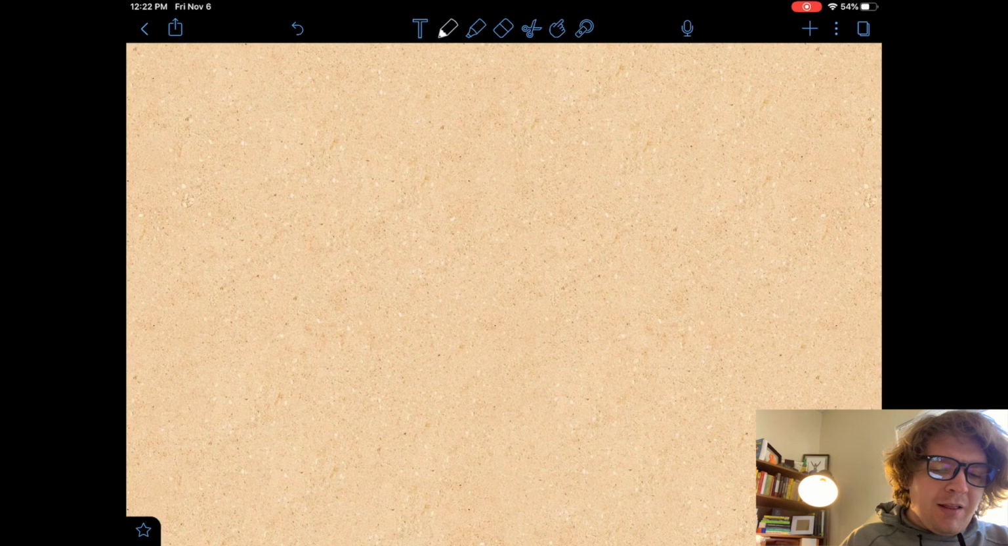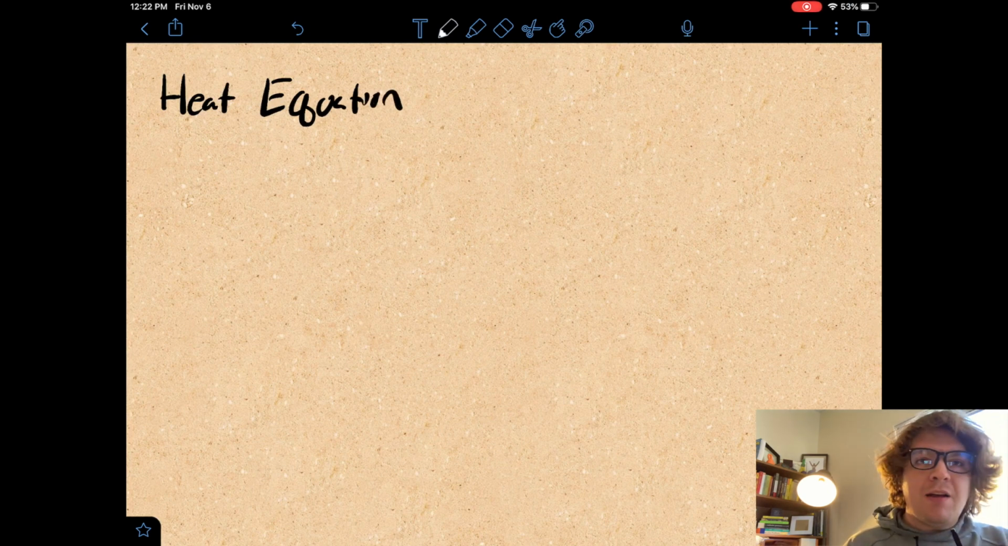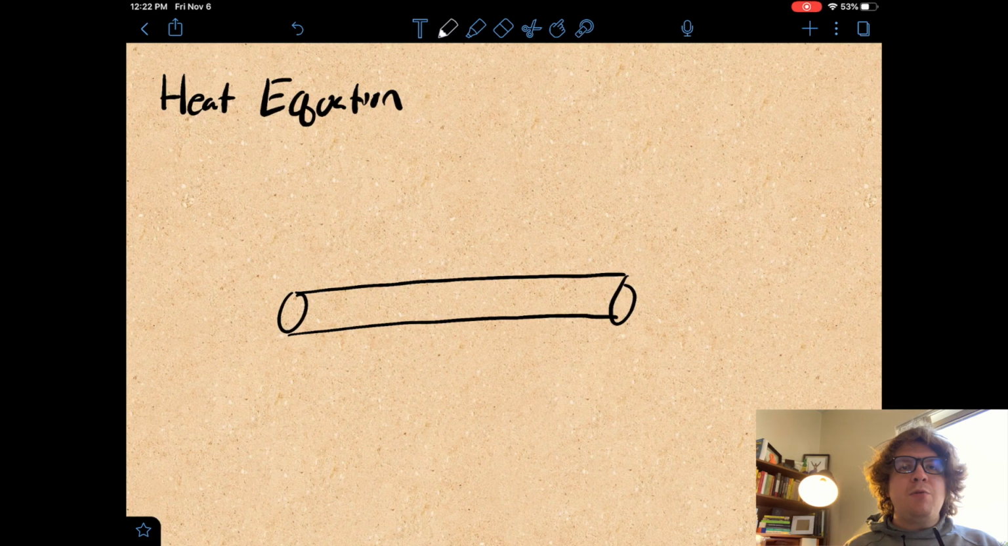So the way that I like to visualize the heat equation is something like this. Let's imagine that we have some sort of an insulated rod. And when I say insulated, I mean it's insulated along the length of the rod. And the endpoints are left open, right? So kind of imagine taking a pipe and wrapping it in insulation and just leaving the ends exposed, right?